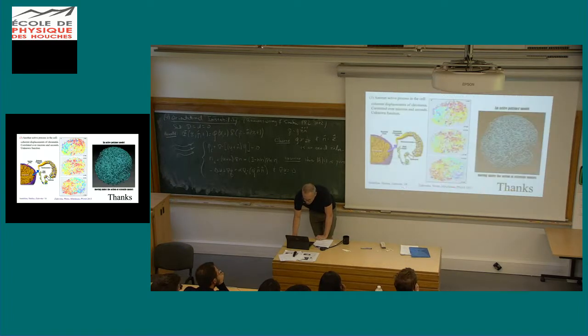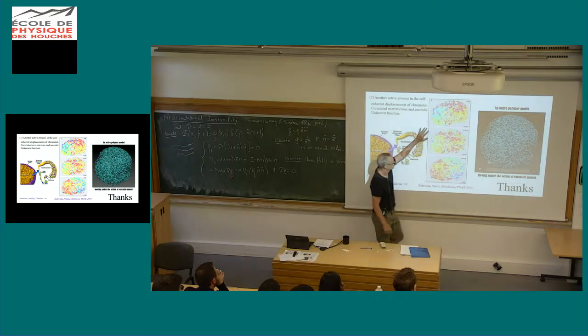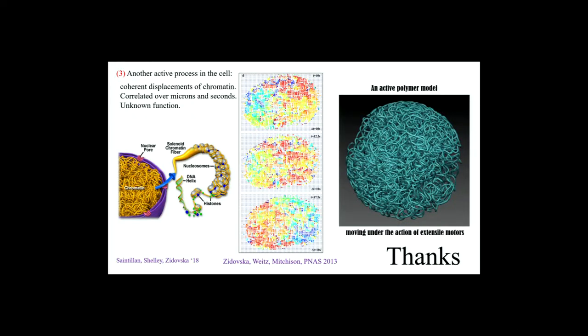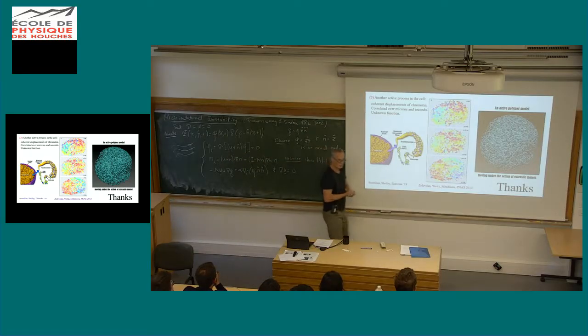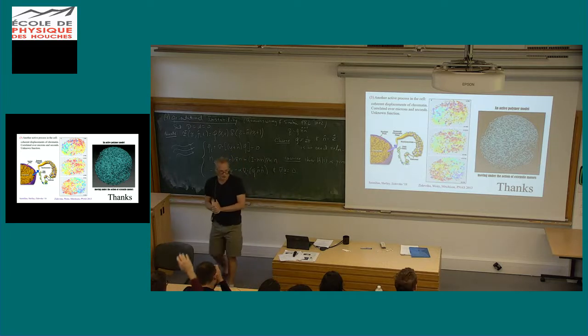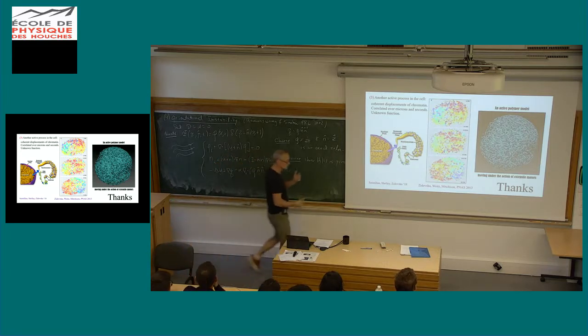Then I'll show one movie, because another active process in the cell, which I showed you already, is chromatin. It turns out that if you do PIV on chromatin inside the cell, it shows displacements in its position on the scale of microns and on the scale of seconds. And they all disappear if you knock down ATP. So it seems to be associated with motor activity inside the cell. And we have a model that reproduces qualitatively some of these things.